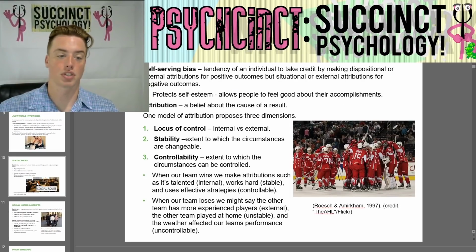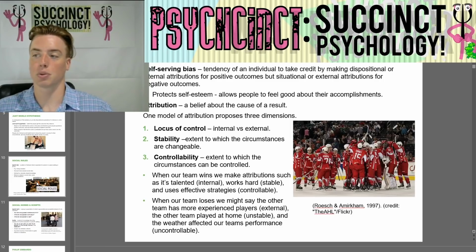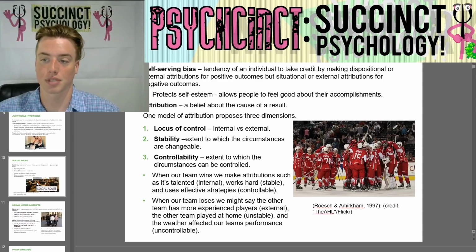Next, we have a self-serving bias. It is the tendency of an individual to take credit by making dispositional or internal attributions for positive outcomes, but situational or external attributions for negative outcomes. And it protects your self-esteem and allows people to feel good about their accomplishments.